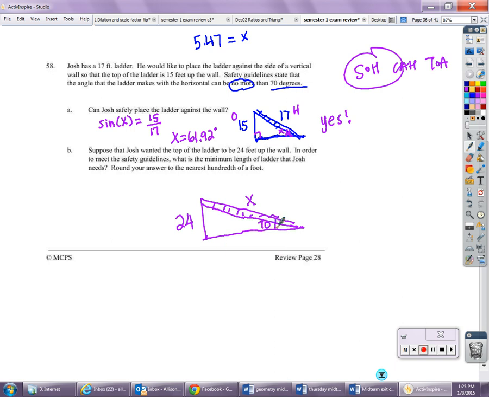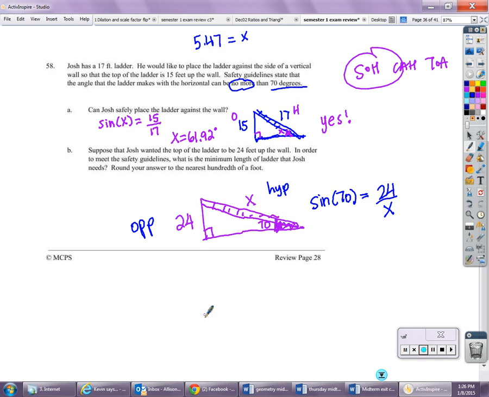So same idea. There's my angle. Here's my 90. So I'm going to label across the 90, that's my hypotenuse. Across the angle, that's my opposite. So O and H, again, sine is my winner. So sine of angle 70 equals opposite over hypotenuse. No, the variable is on the bottom.